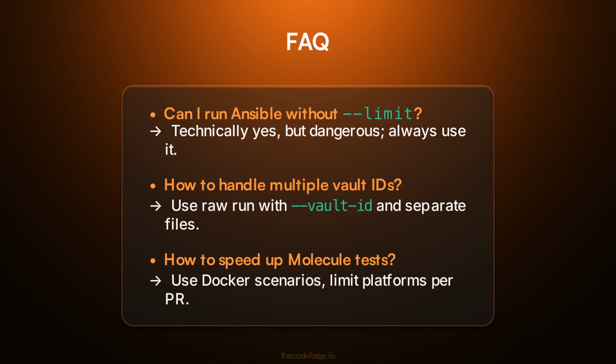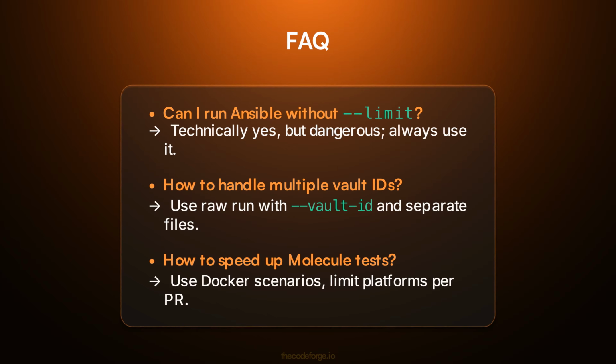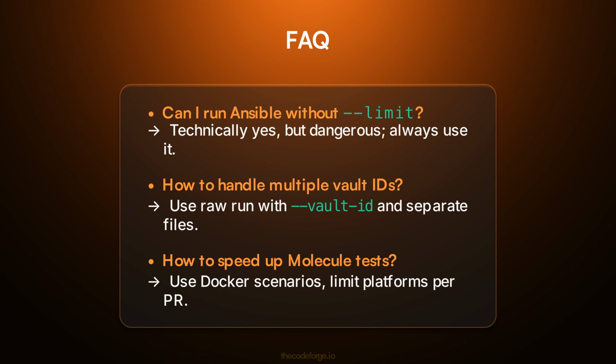And a few frequently asked questions. Can I run Ansible without limit? Technically yes, but it's dangerous, so always use it. How to handle multiple vault IDs? Use a raw run with vault-id and separate files. How to speed up molecule tests? Use Docker scenarios and limit platforms per PR.